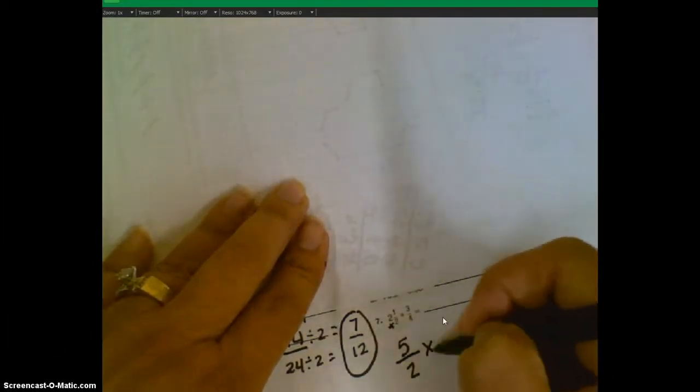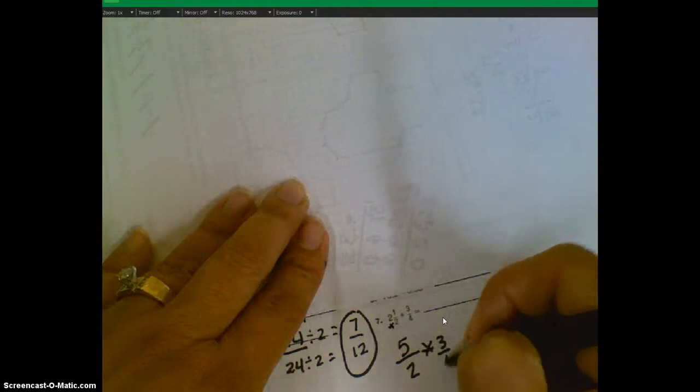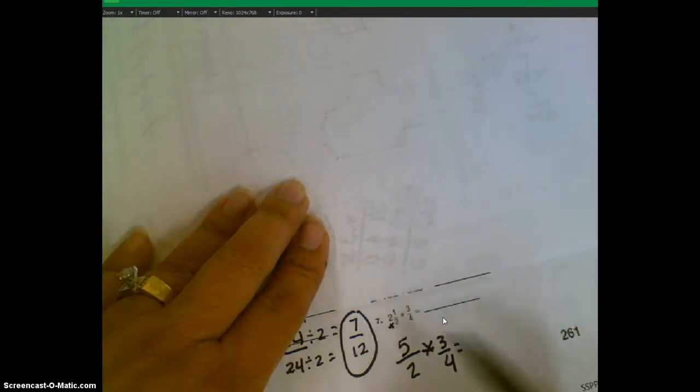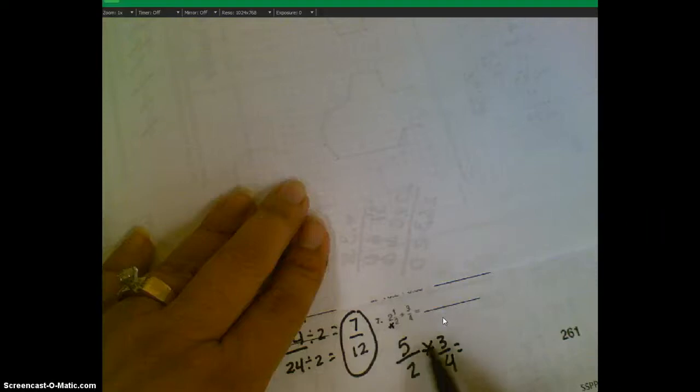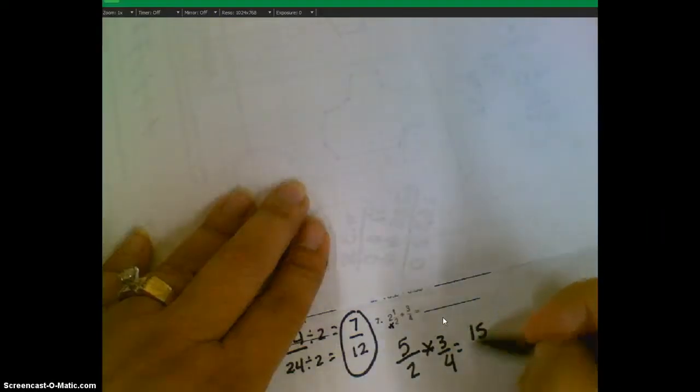And now I can multiply it by 3/4. I know I'm going quickly and you haven't learned this yet, so don't get too upset. We'll keep working on it in class. 5 times 3 is 15. 2 times 4 is 8.